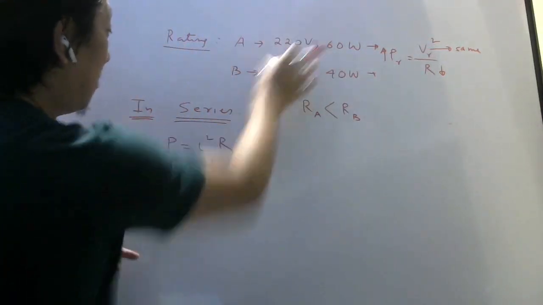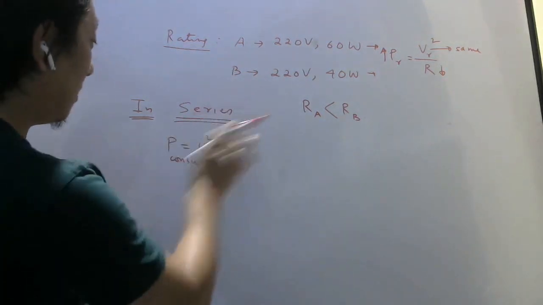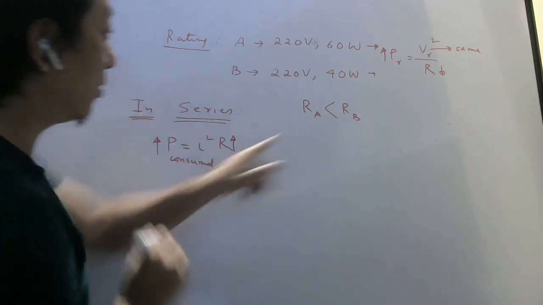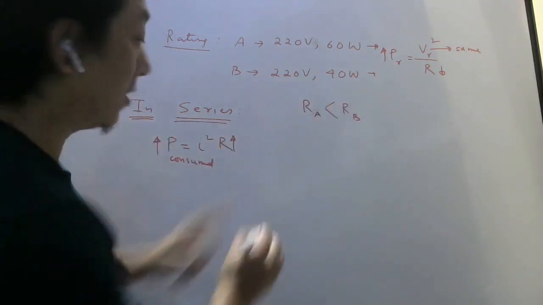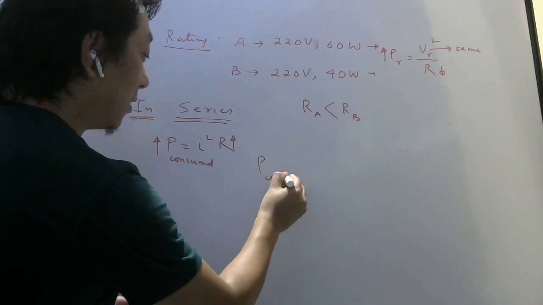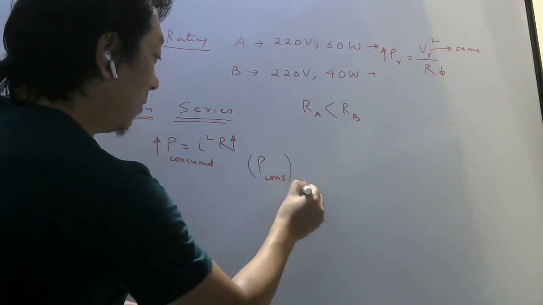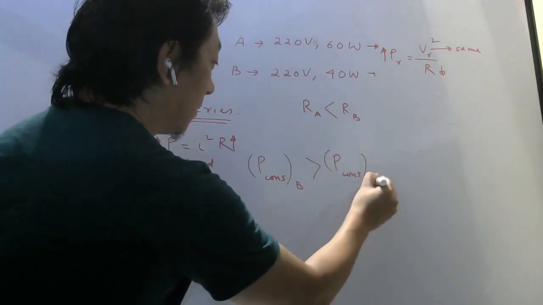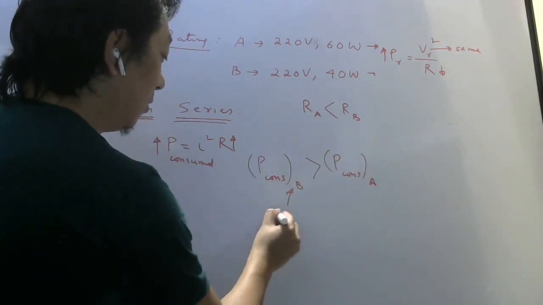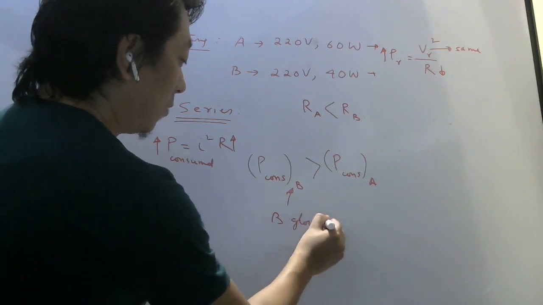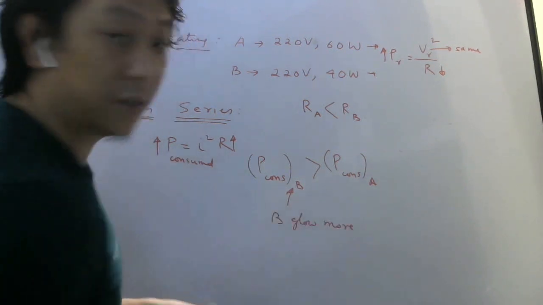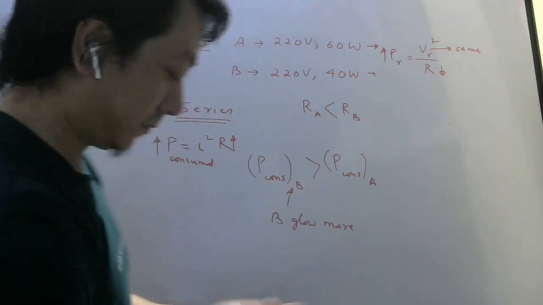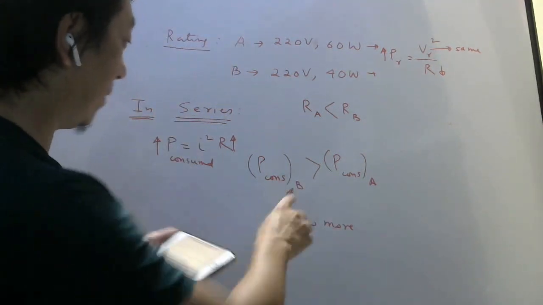Now if you connect them in series, then in series we know the one with more resistance will always consume more power. So which one has more resistance? B. So power consumed by B will be more than power consumed by A. So bulb B will glow more. Whichever has more power consumed, obviously it will glow more. So option B.